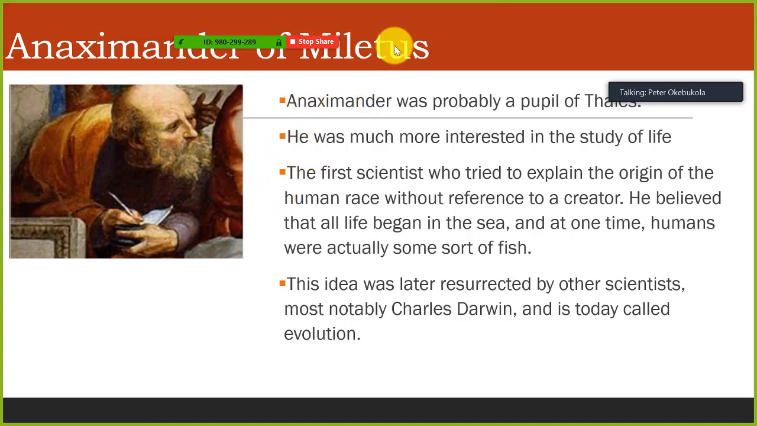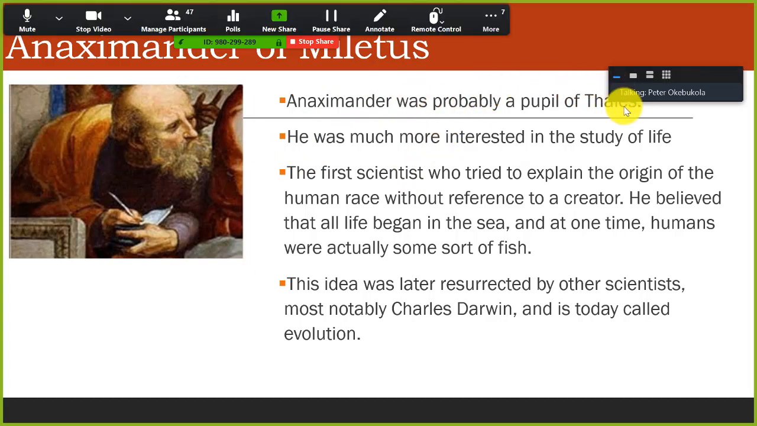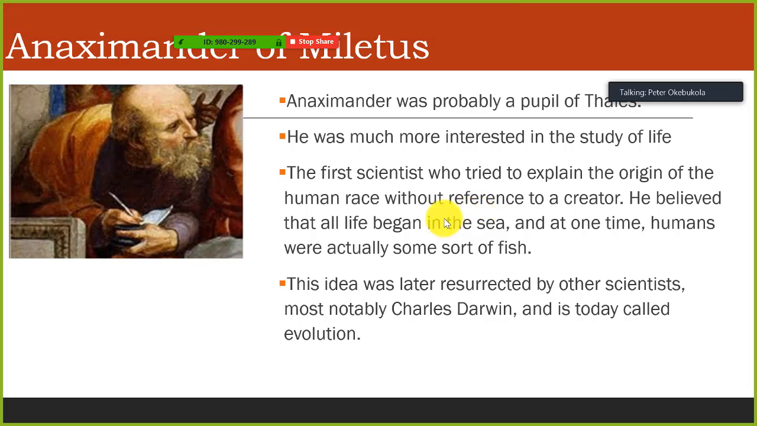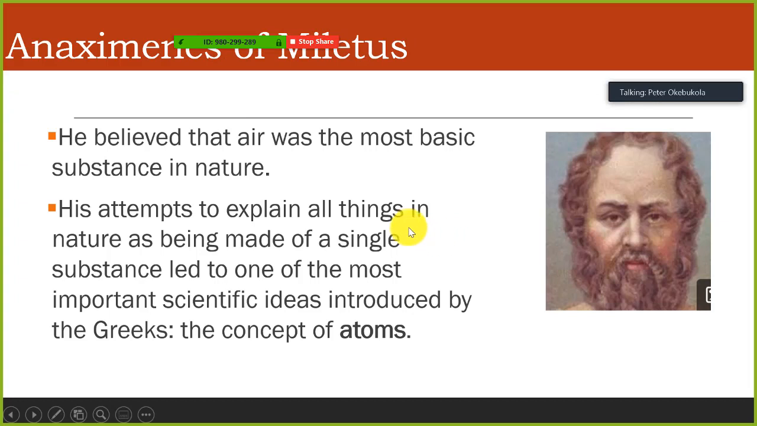Then Anaximander of Miletus, probably a pupil of Thales, was more interested in studying life, not the heavenly bodies. And he tried to explain the origin of the human race without reference to God. So he's not my friend. Now, he believed that all life began in the sea, and at one time, humans were actually some sort of fish. And as you are aware, this idea was later developed further by Charles Darwin, which is called evolution.